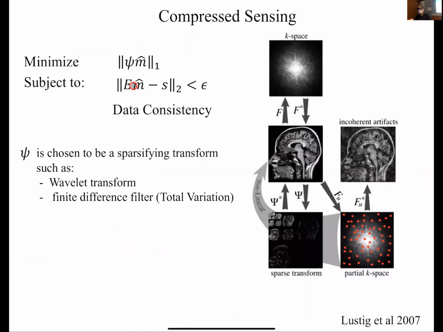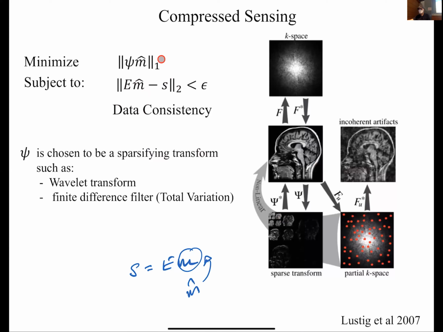This is the way we do it. This is just called data consistency. Remember we said we could represent our data as S equals E M, where E was the encoding matrix, M was the object, and S was the data I measure. Now I come up with an estimate, M hat. I want to estimate my object with some M hat. So E M hat minus S is just minimizing the error, right? I want whatever estimate I come up with to agree with the data, right? But if that's all I have, then I'm stuck with Fourier type methods.